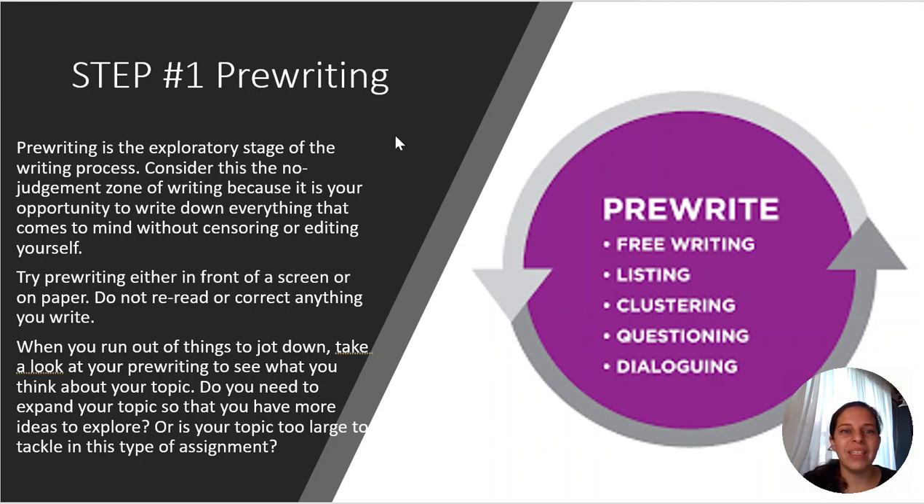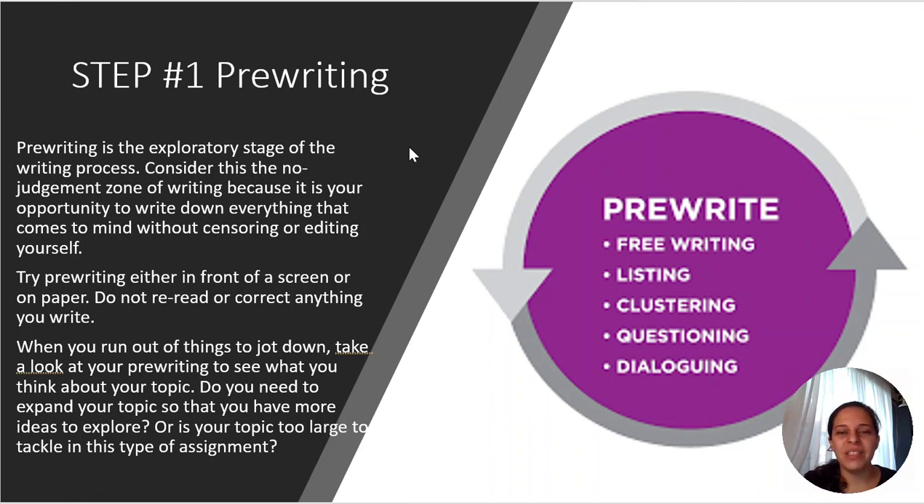So pre-writing is an exploratory stage of the writing process. Consider this the no judgment zone of writing because it is your opportunity to write down everything that comes to mind without censoring or editing yourself. Try pre-writing either in front of a screen or on paper. Do not reread, do not erase or correct anything that you write.